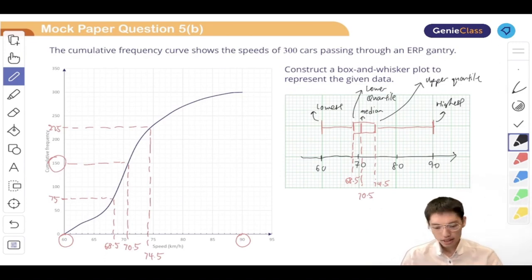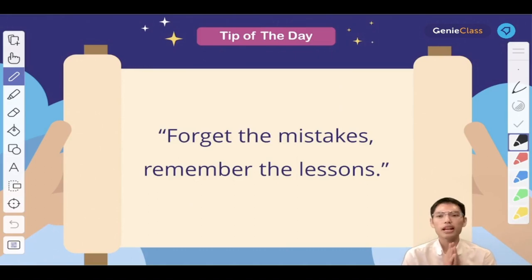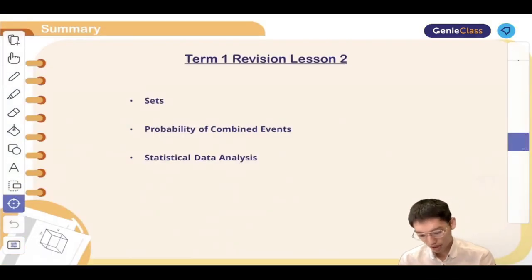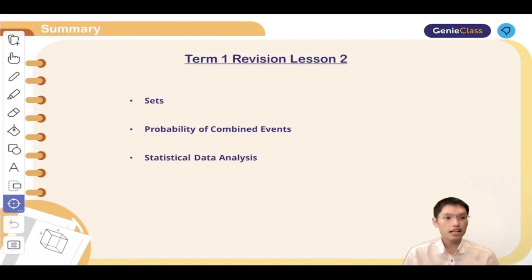Alright, and that is actually it for today. So tip of the day: forget the mistakes you made in the mock paper attempt, and remember what we have gone through for this lesson. This is what we have gone through: revision for sets, probability of combined diagrams, and statistical data analysis.